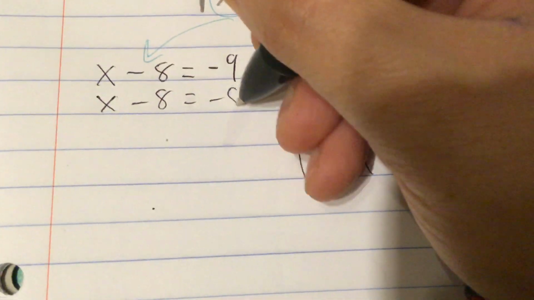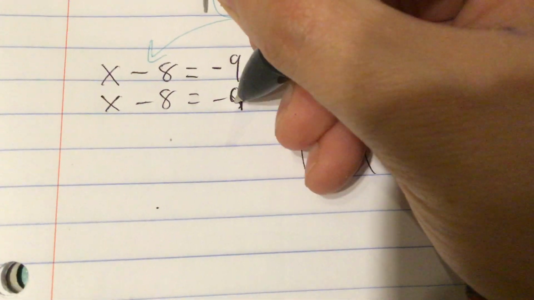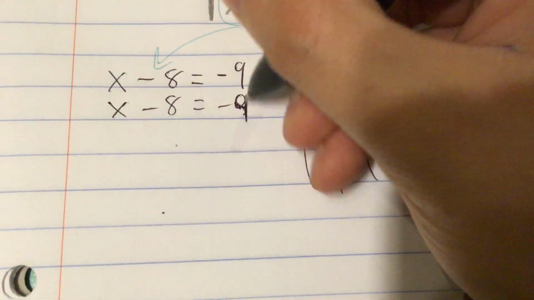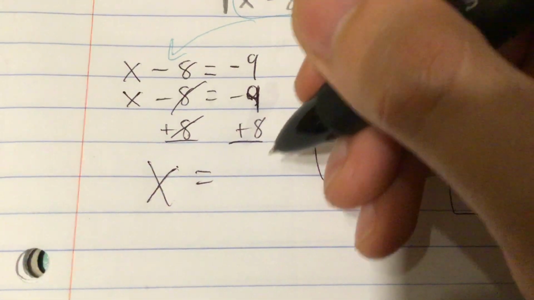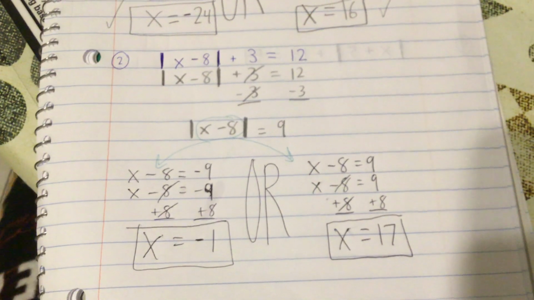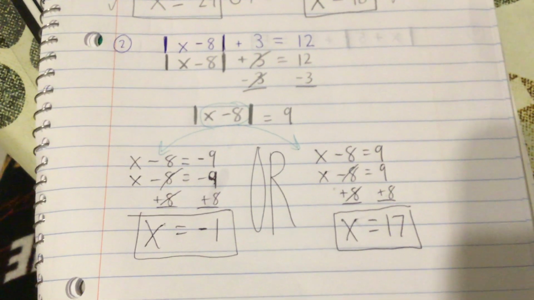Now I've got x minus 8 is equal to negative 9. Oops, sorry about that. So I'm going to add 8 to both sides. Negative 9 plus 8 is negative 1. So in this absolute value equation, either x equals 17 or x equals negative 1.